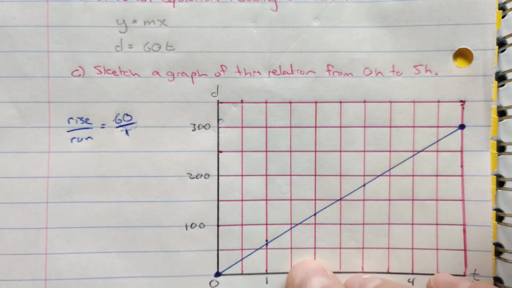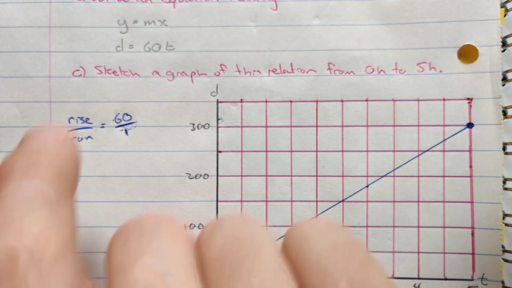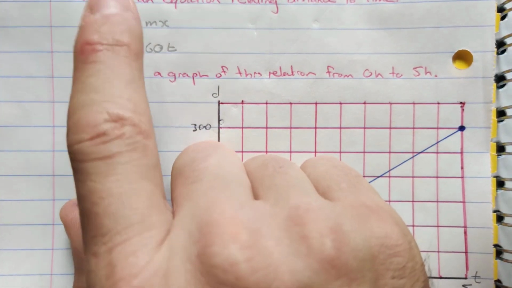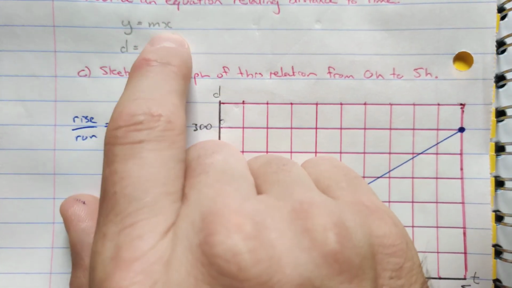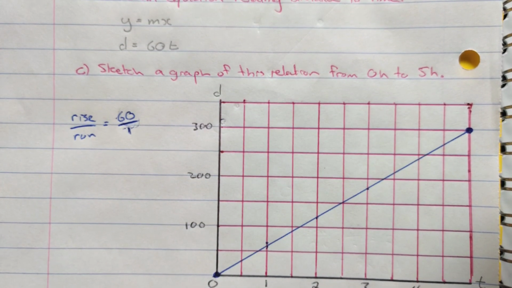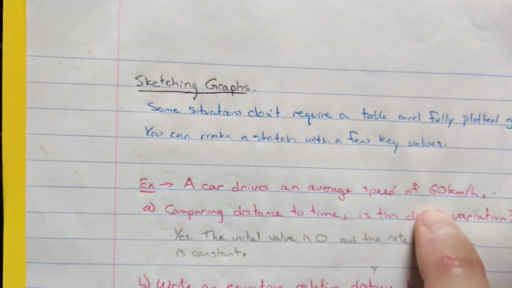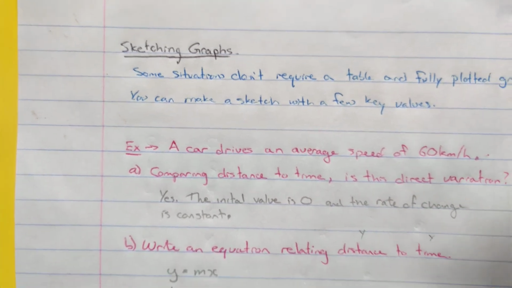So again, direct variation, y equals mx is our general formula, with the dependent and independent variables, and then m is our rate of change. We can use that to create a table, and we can get that from a table and a graph and create that formula. Or we can use the information we're given, if we're given the rate of change and the knowledge that it is direct variation, to create a formula as well.